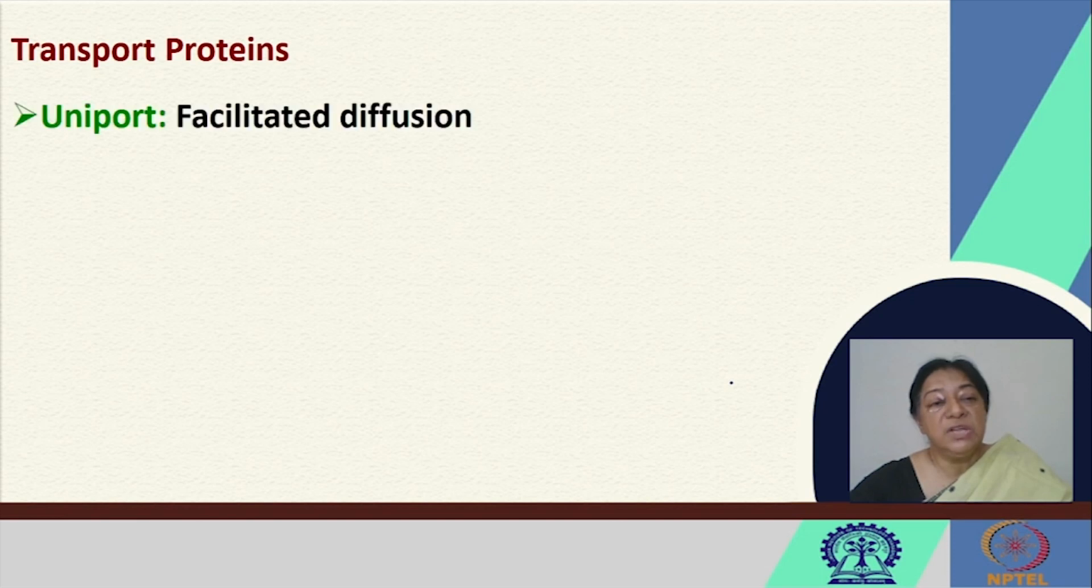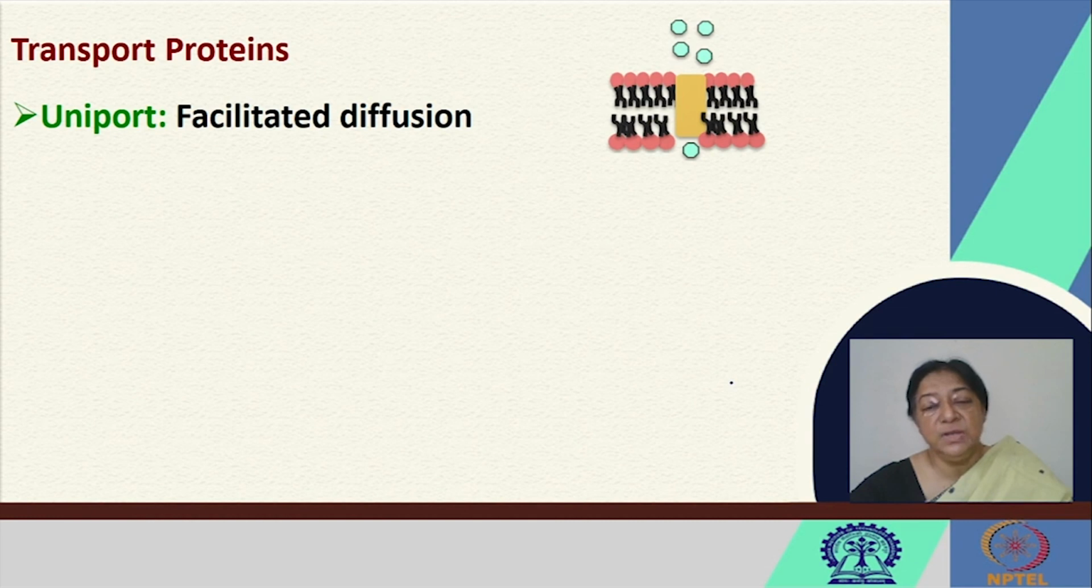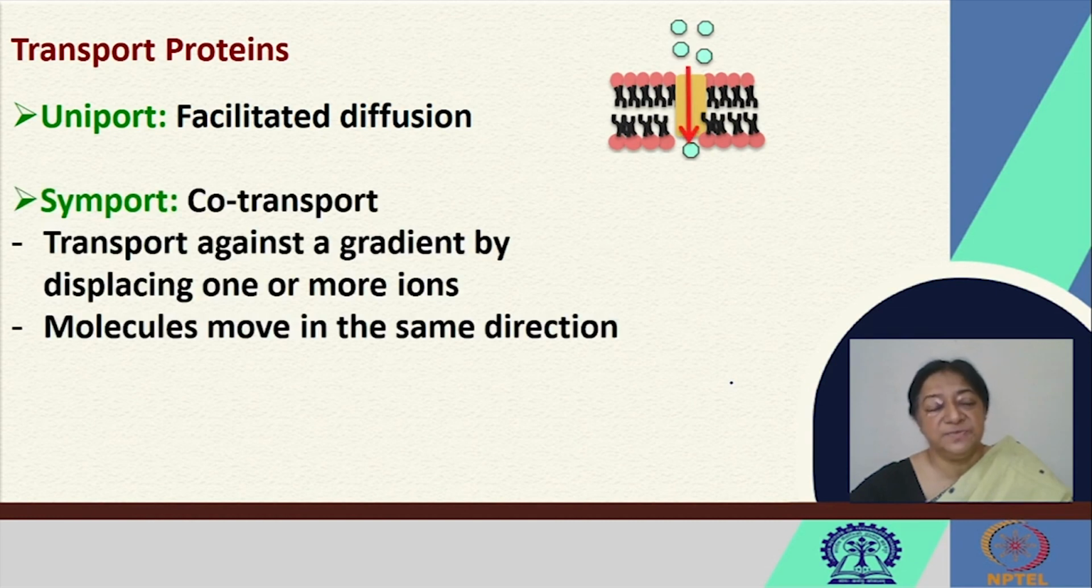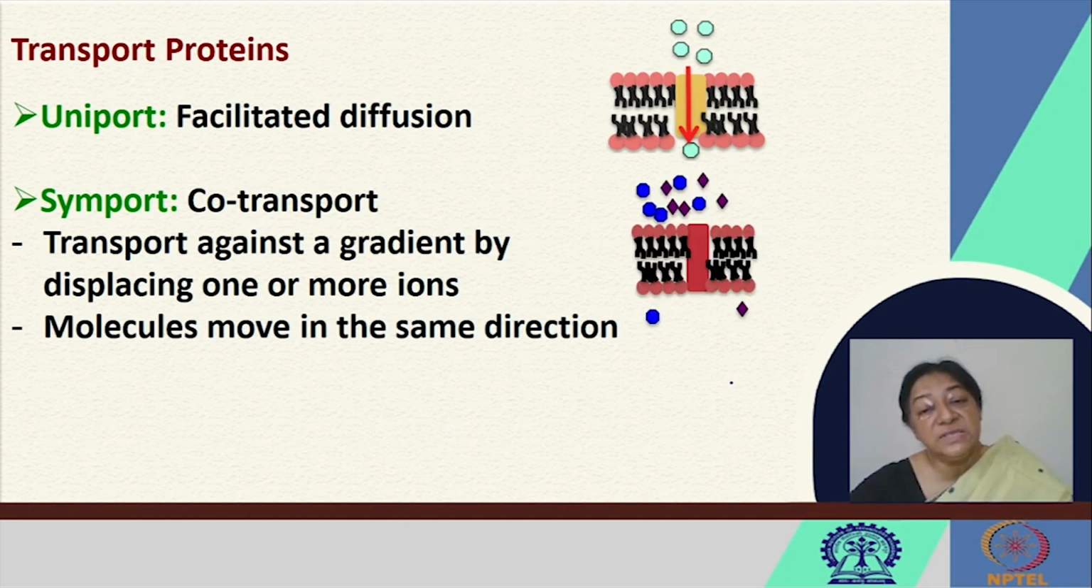So when we look at these transport proteins, we have the uniport, that is a facilitated diffusion that allows the diffusion to occur in a specific direction. In symport, we have the co-transport. So the transport is against a gradient that occurs by displacement of one or more ions, and the molecules move in the same direction. Here we see the molecules move in the same direction, and this could be against a concentration gradient or a potential gradient where ATP hydrolysis would be used to assist this transfer.